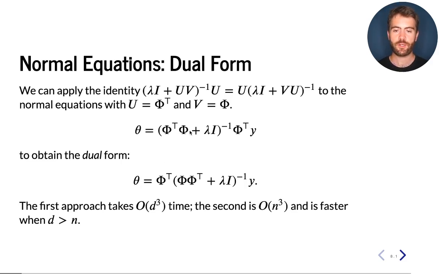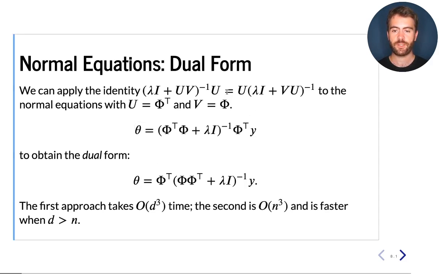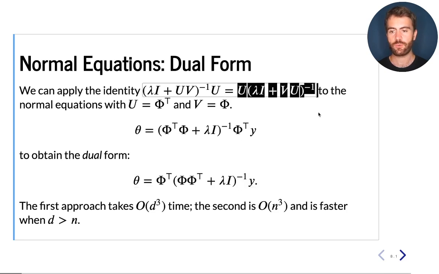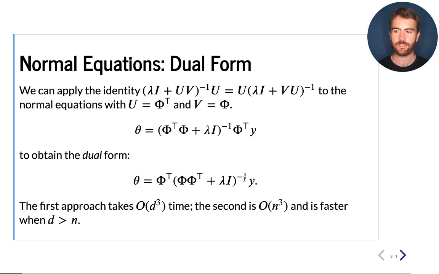In other words, here, this form, you can easily check that this is equivalent to this side of the equation with the following choice for u and v. And then what I have here is simply the right-hand side of the equation with the same choice of u and v. So here, this is applying a different identity, but it gives us a different formula for the optimal weights theta.